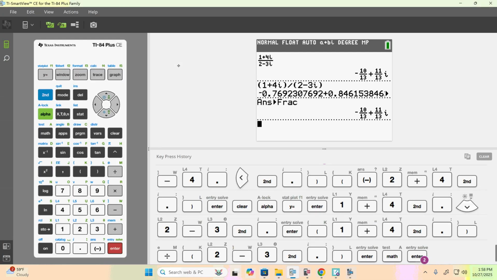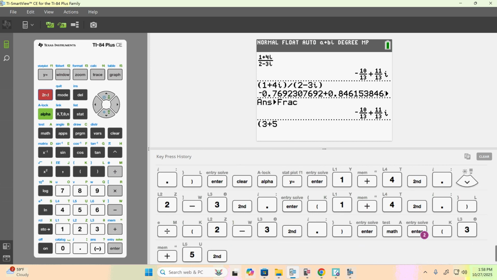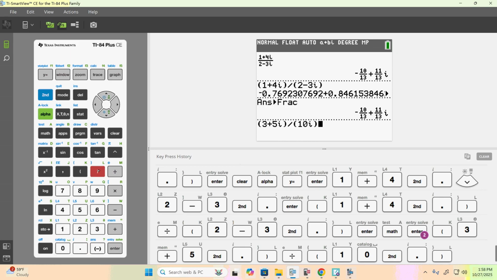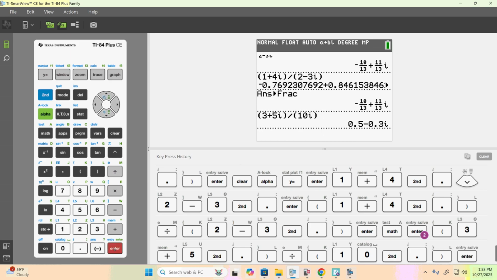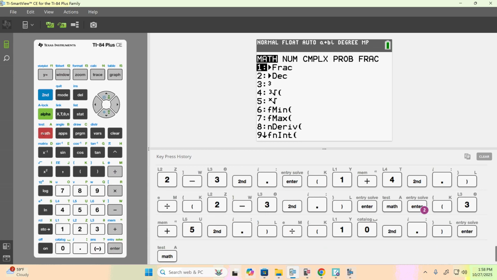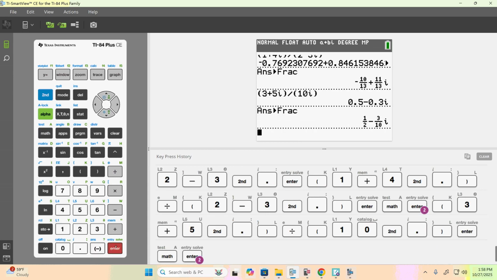So let's look at the next one. 3 plus 5i over 10i. If we want to type that in, we're going to go parentheses 3 plus 5, second i, close parentheses, divided by parentheses 10, second i, close parentheses. And then once we get that number, we're going to go what? Math, enter, enter. Telling us it's 1/2 minus 3/10 i.